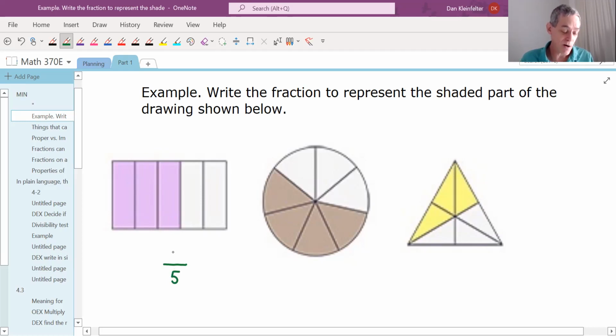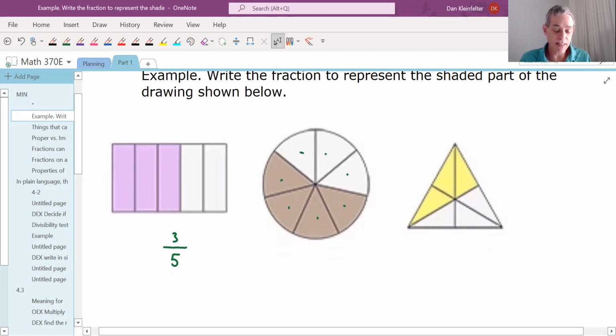And out of those 5 parts, 3 are shaded. So that is 3/5. Okay, for the circle, the second one, it's 1, 2, 3, 4, 5, 6, 7 slices. You'll notice that I put little ticks there just so that I could count and not accidentally miss one. It's divided into 7 parts. And there are 1, 2, 3, 4 that are shaded. So that is 4/7.